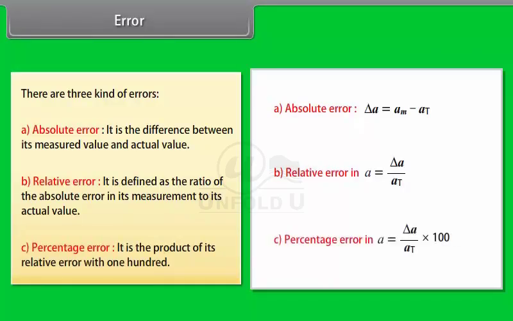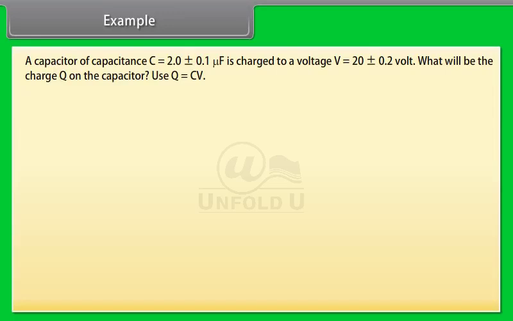Number 3. Percentage error. It is the product of its relative error with 100. Example. Let's take an example of errors. A capacitor of capacitance C is equal to 2.0 plus minus 0.1 microfarad is charged to a voltage V equal to 20 plus minus 0.2 volt.